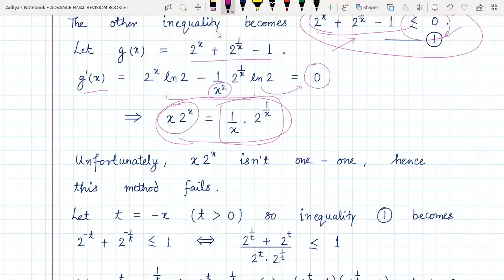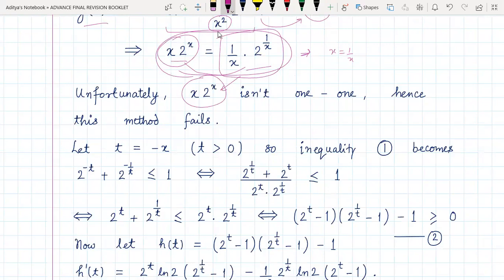Now, unfortunately, x into 2^x is not one-one in the given domain. Otherwise we could have directly said that x equals 1 by x. If this is, let's say, h(x), then h(x) equals h(1/x) is the equation that is written. But unfortunately this is not a one-one function, so any conclusion from here wouldn't be possible, and hence this method fails. So then what to do? Then comes the correct method. The method would be to put t equal to minus x.